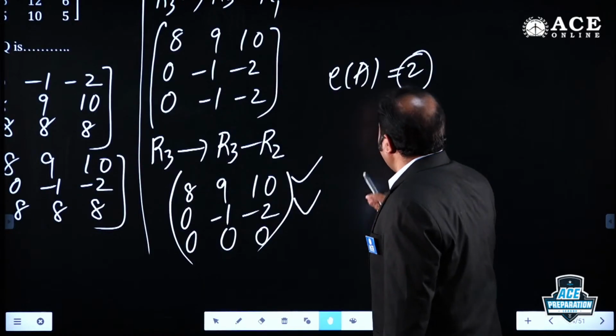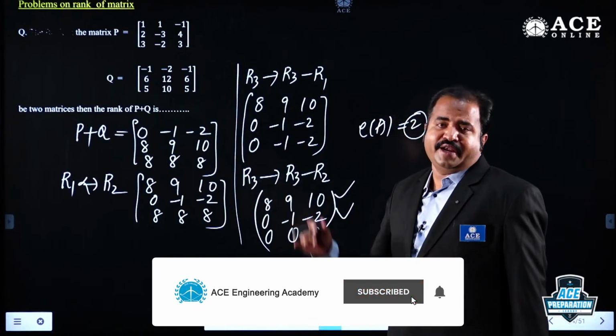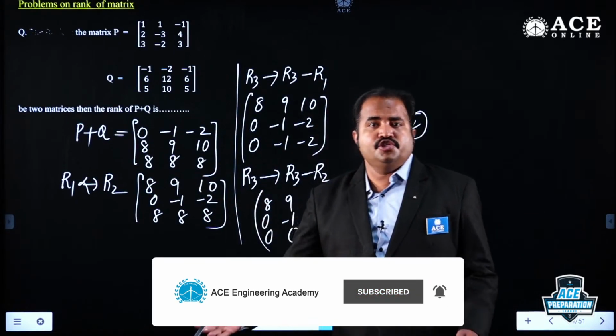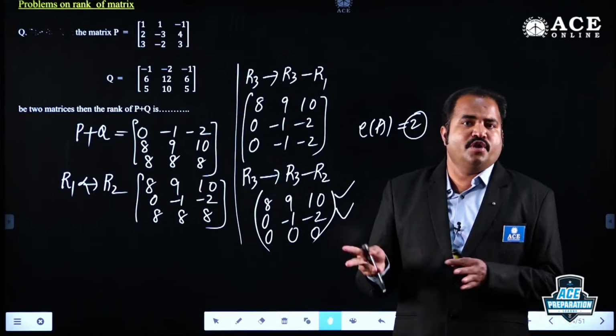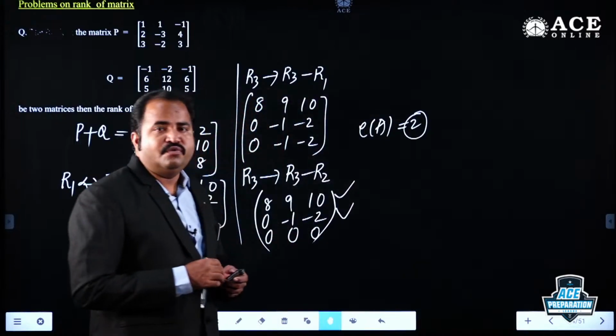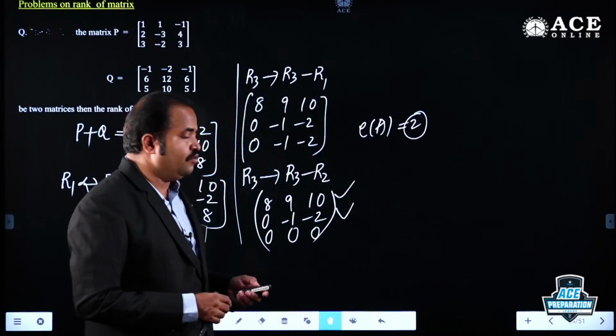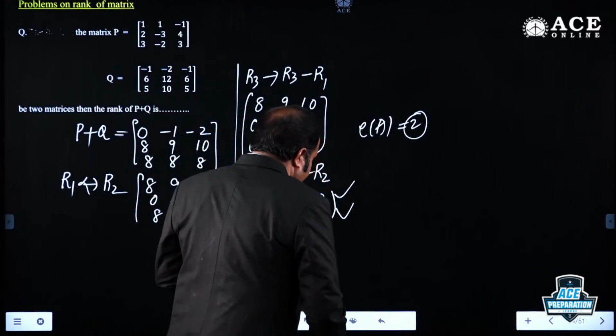Or we can use the determinant concept also, right? If the determinant is non-zero, the rank of the matrix is 3 here. If the determinant is 0, the rank of the matrix is not 3, maybe 2 or 1. Any method you can apply. But row echelon form is the best method to find the rank of matrices. So rank of A equals 2 only.